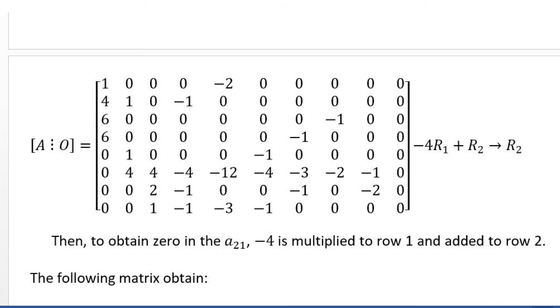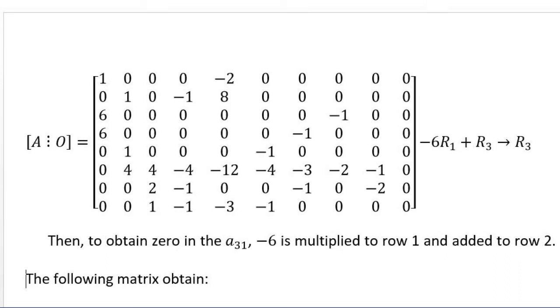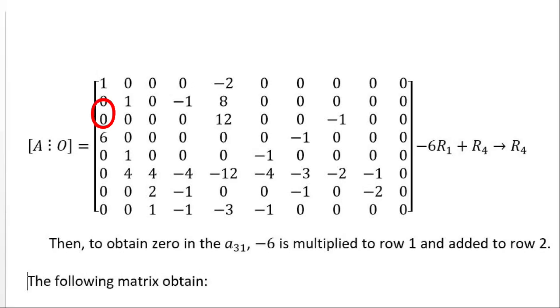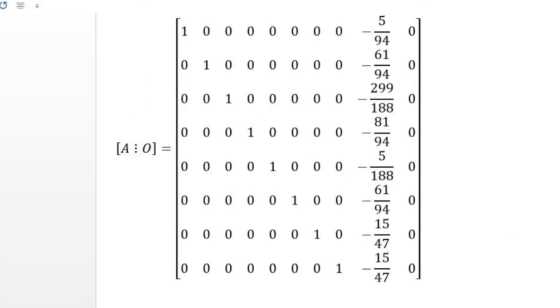Then the following matrix is obtained and you can see in the screen that the row is changed. To obtain 0 in A sub 31, negative 6 is multiplied to row 1 and added to row 3. Then the following matrix is obtained. Ganun lang po yung gagawin natin until ma-reduce row echelon form siya sa final matrix natin. As you can see in the screen, that is the final matrix.